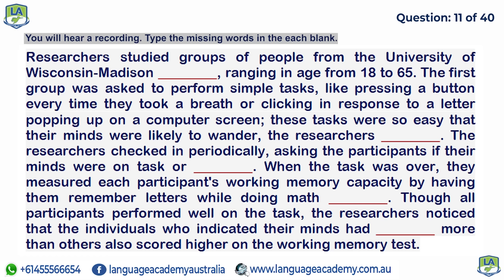Researchers studied groups of people from the University of Wisconsin-Madison community, ranging in age from 18 to 65. The first group was asked to perform simple tasks, like pressing a button every time they took a breath or clicking in response to a letter popping up on a computer screen. These tasks were so easy that their minds were likely to wander, the researchers figured. The researchers checked in periodically, asking the participants if their minds were on task or wandering. When the task was over, they measured each participant's working memory capacity by having them remember letters while doing math equations. Though all participants performed well on the task, the researchers noticed that the individuals who indicated their minds had wandered more than others also scored higher on the working memory test.